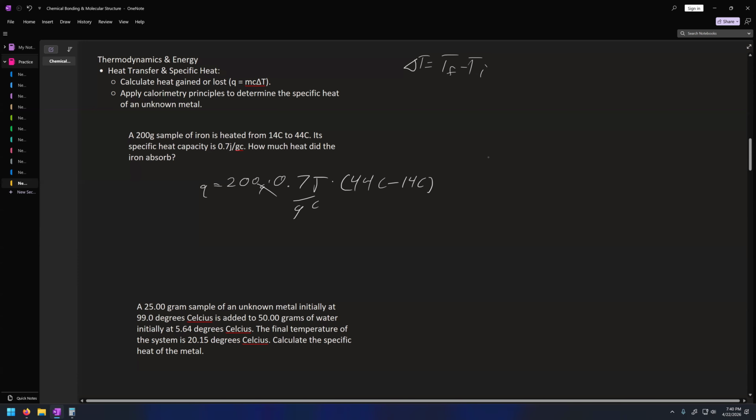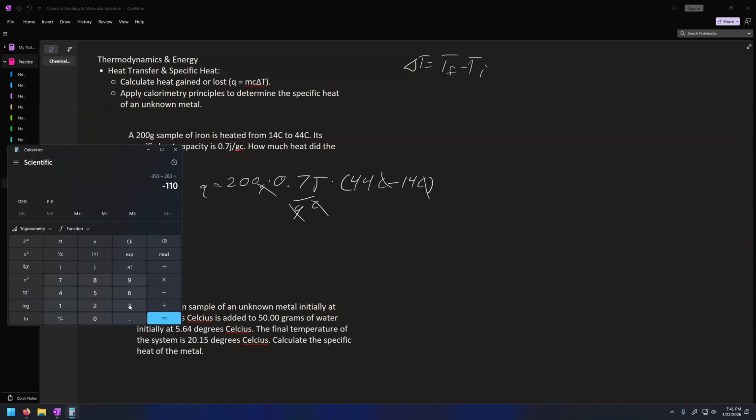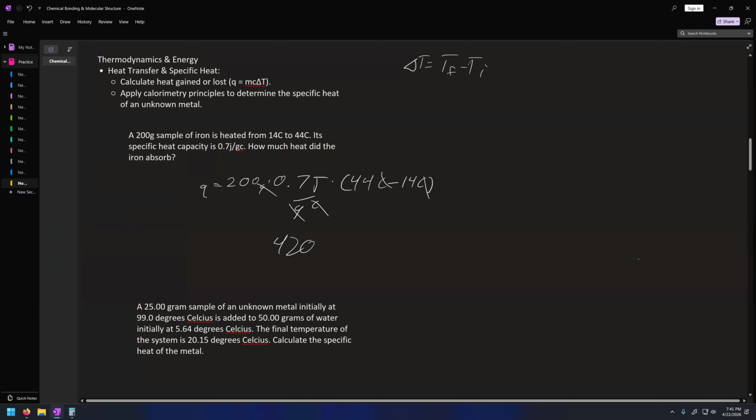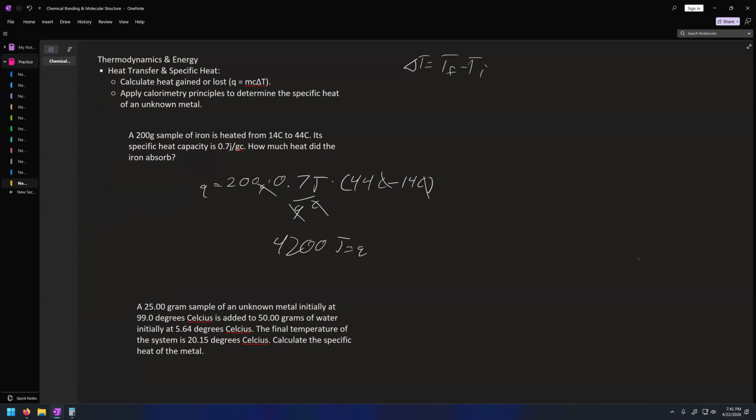Notice that the grams is going to cancel and the Celsius is going to cancel, leaving us just with joules, which is exactly what I wanted to find. Just because some people like to look at numbers, we'll take 200 times 0.7, and then 44 minus 14 is 30, so times 30. Gives me 4,200 joules as my value for Q. So that's the easy version. Any questions on the easy version?